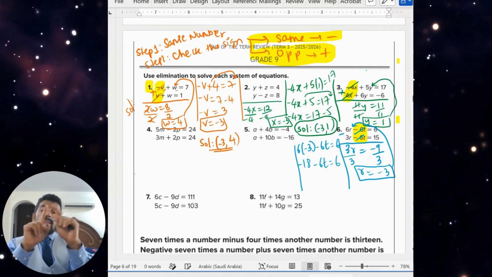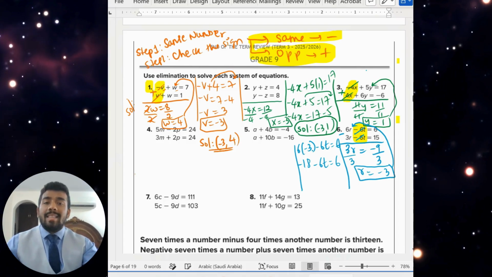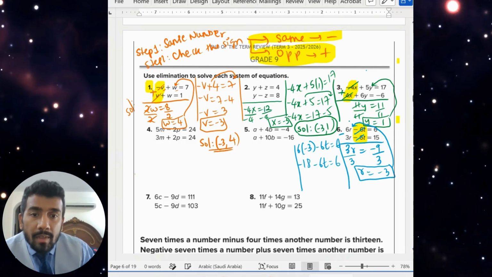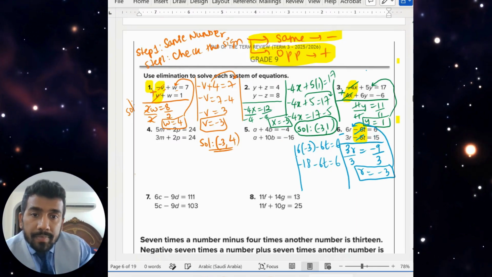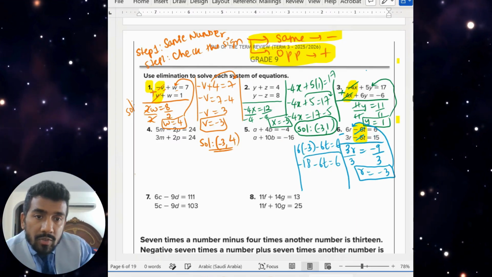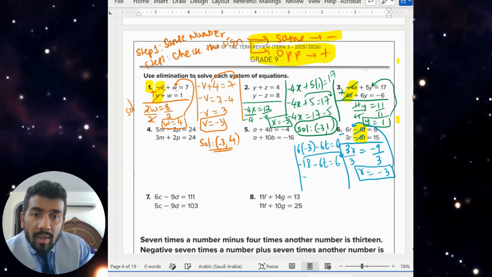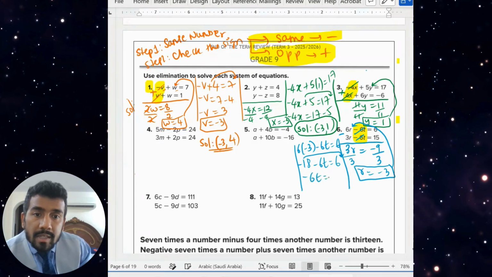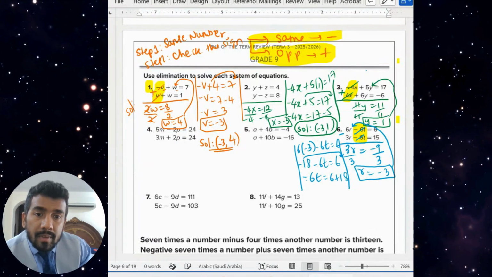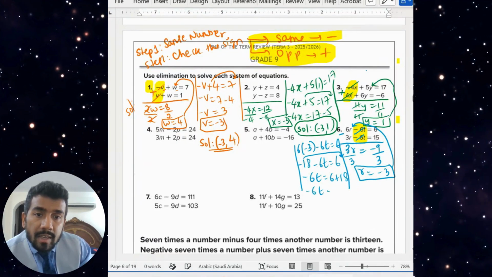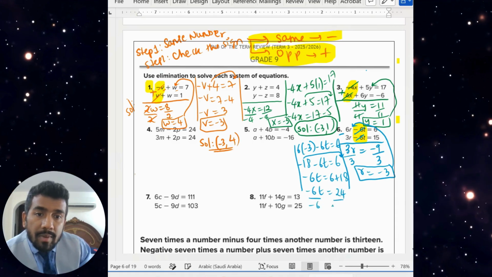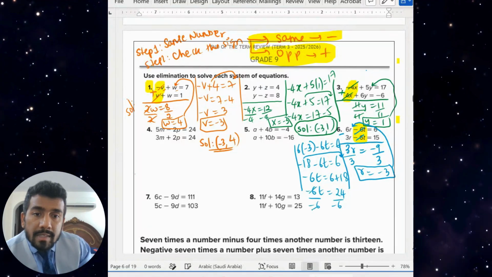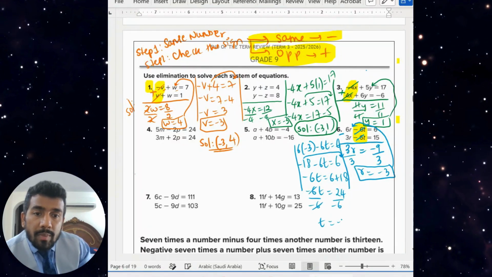Now bring letter with letter and number with number. So bring this minus 18 to this side, so it will become plus. So what will you have? Minus 6t. 6 plus 18, that's minus 6t equal 24. Divide by minus 6, divide by minus 6. Cancel, cancel. What you get? T is what? Minus 4.